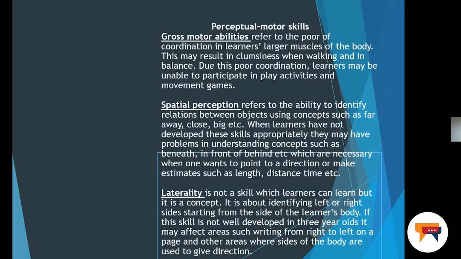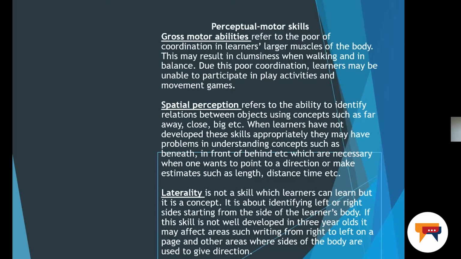So when you talk about perceptual motor skills, we're talking about something that has got to do with perceptions, that have got to do with senses, as well as the movement. How is the child able to balance between their senses and the movement?